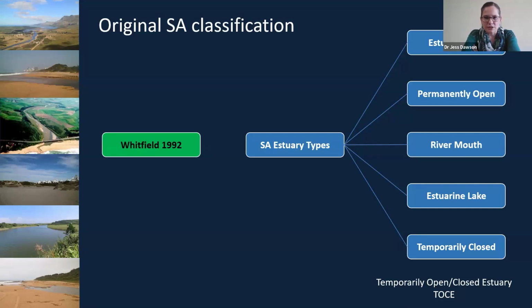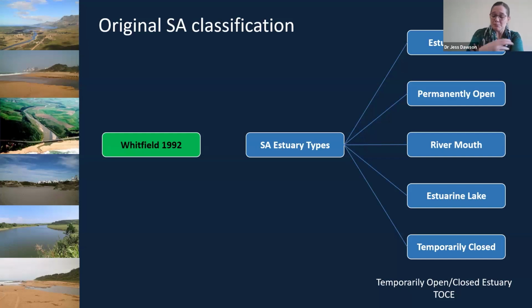These were the broad classifications being the estuarine bay, or a system that's permanently open, a river mouth, a system that's more strongly dominated by freshwater flow, estuarine lakes, where although it's open, the mouth can close, but also it's a much smaller mouth in relation to a large lake's body behind the estuary. And then temporary closed estuaries, or when you look in the literature, they call them TOCEs, temporary open closed estuaries. And this is a term that's quite commonly used in Australia as well, because we get a lot of estuaries there.